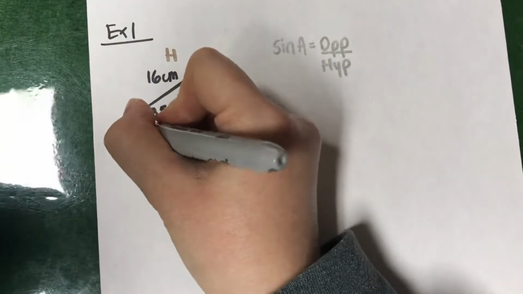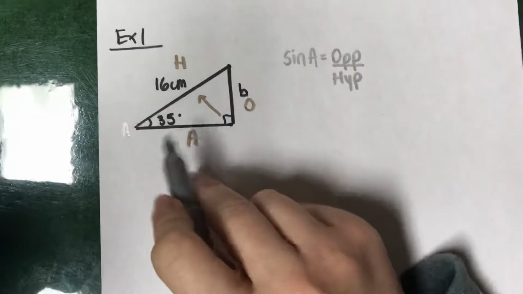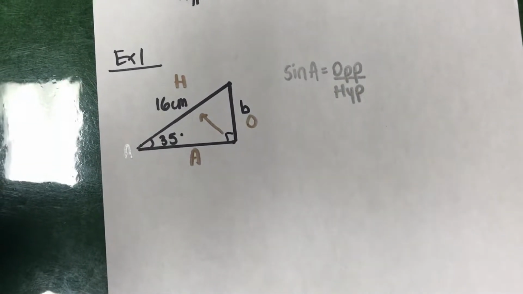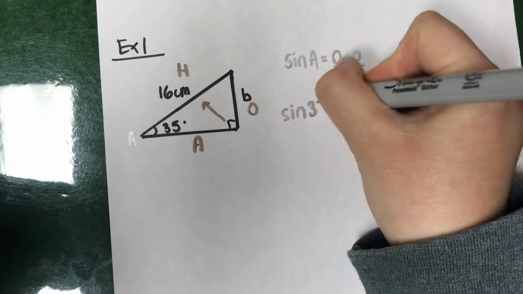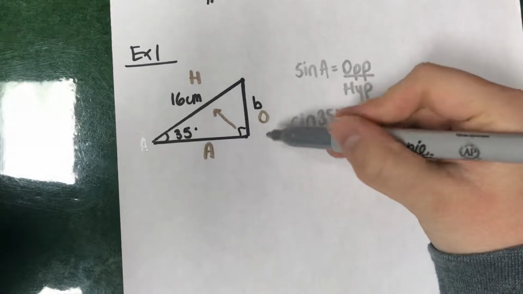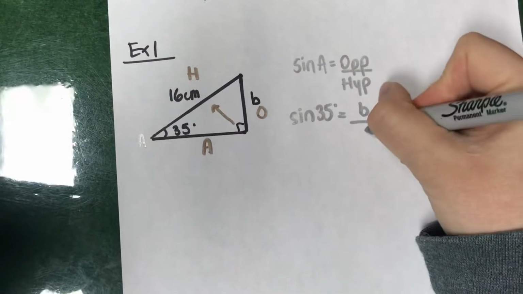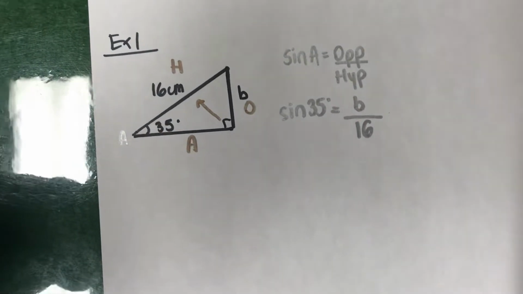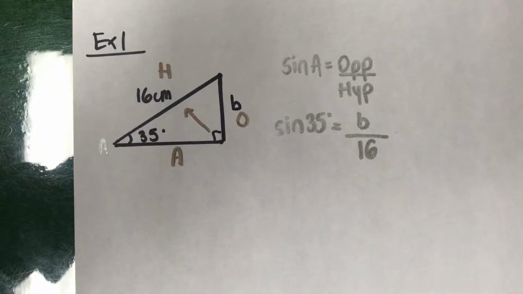So I'm going to call this angle A, and I'm going to substitute the angle as well as the opposite and the hypotenuse. So sine of 35 degrees is equal to opposite, which is B, over hypotenuse, which is 16. My next step is to simplify.